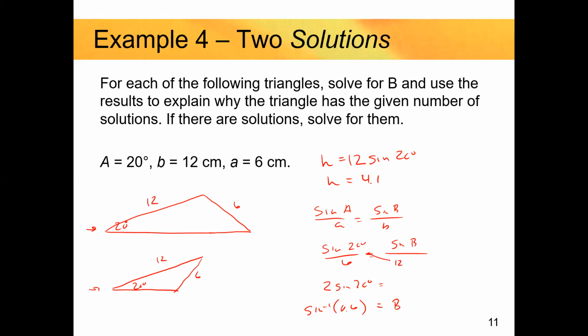Nearest tenth, how about that? I got 36.7. Oh, gotcha. So you don't want to put in 0.6, that was just for approximation. You want to put in 2 sine of 20 degrees, making sure all those digits are there, and then do the sine inverse of that. Tell me if you get 43.2.